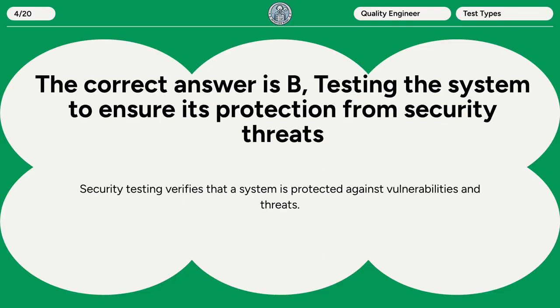The correct answer is B. Testing the system to ensure its protection from security threats. Security testing verifies that a system is protected against vulnerabilities and threats.